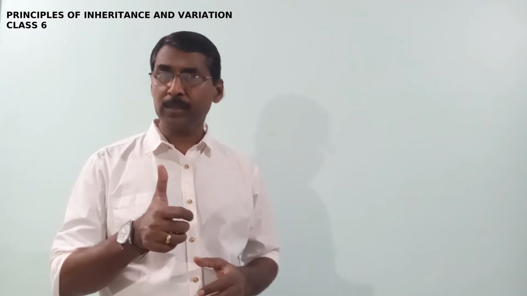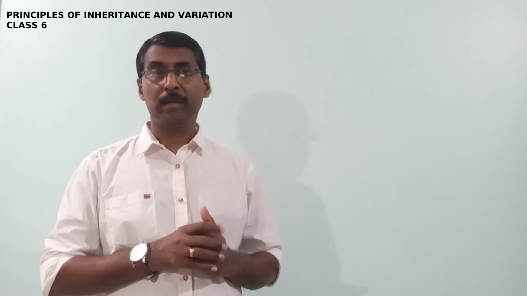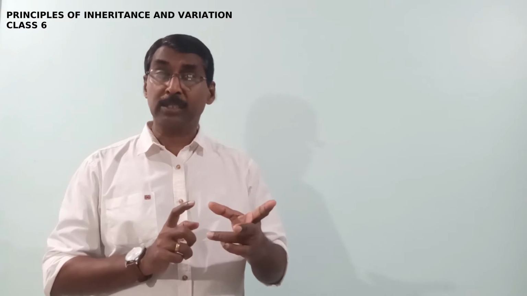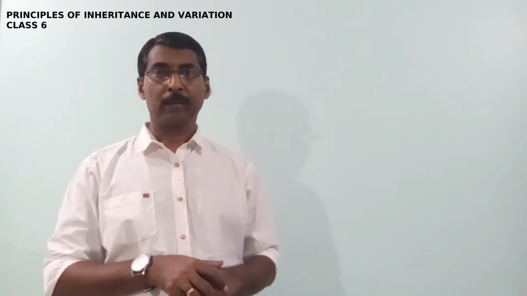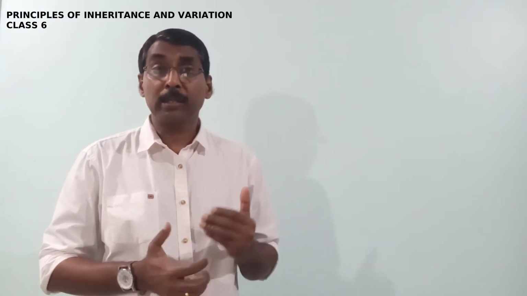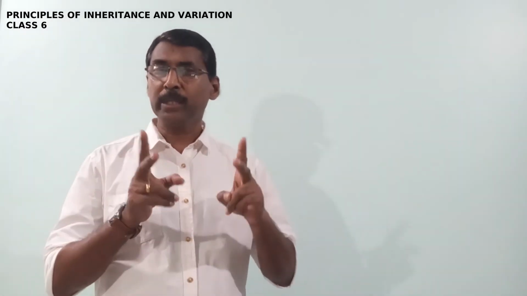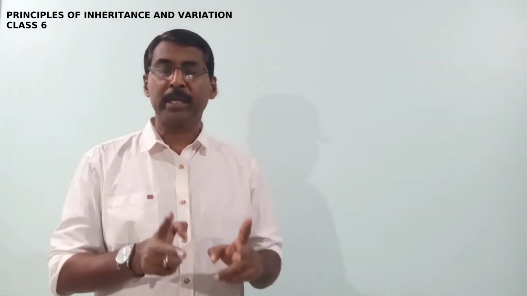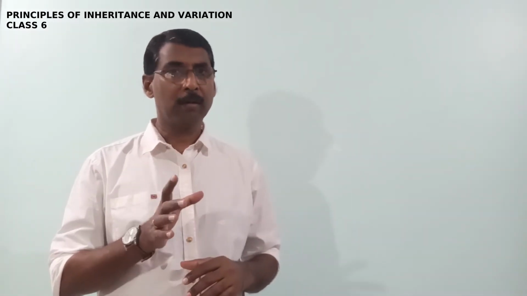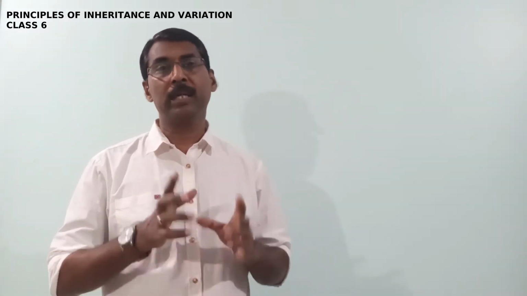So in the monohybrid cross, he considered only one character at a time. Or he conducted hybridization experiments by using a pair of contrasting features, contrasting traits of a single character. Later he wanted to conduct hybridization experiments by considering two characters at a time, or two pairs of contrasting traits at a time.